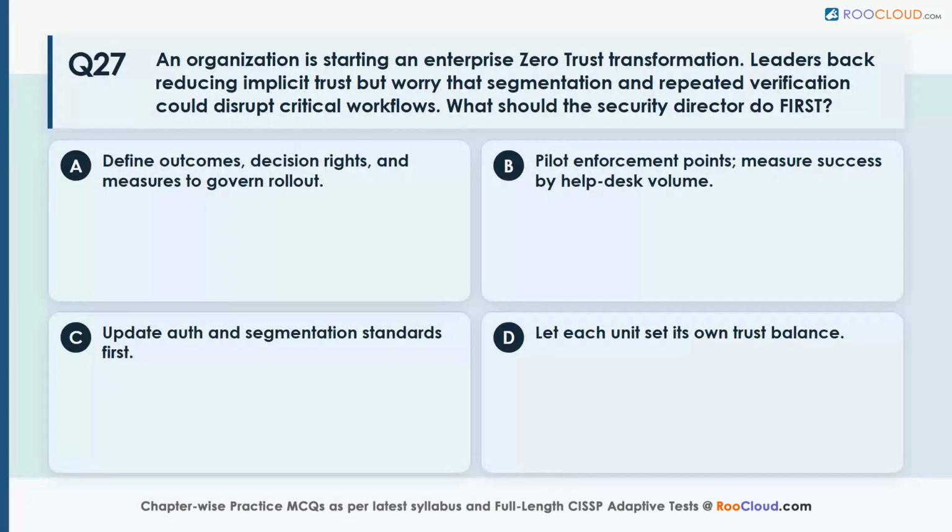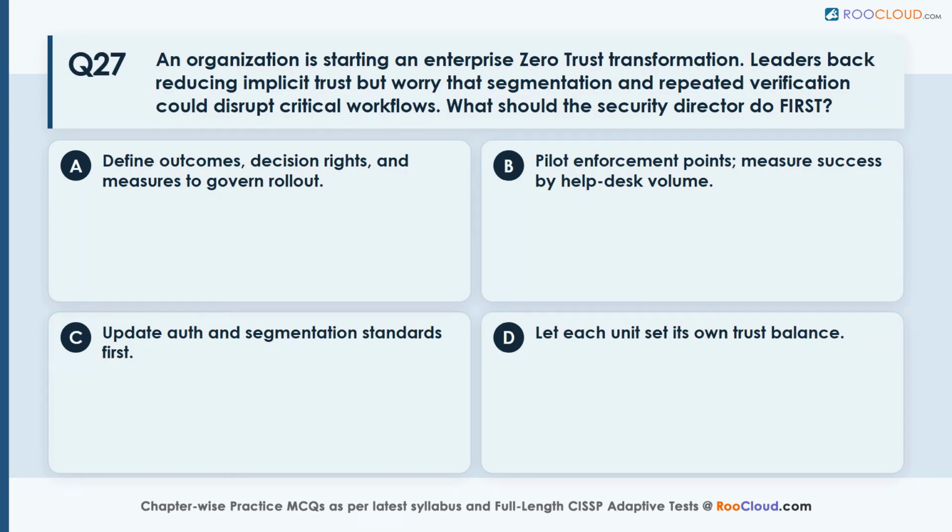Question 27. Zero Trust is a program, not a product. And programs live or die on governance before technology. Leadership is on board, but worried the controls will disrupt critical work. That tension is exactly what governance manages.